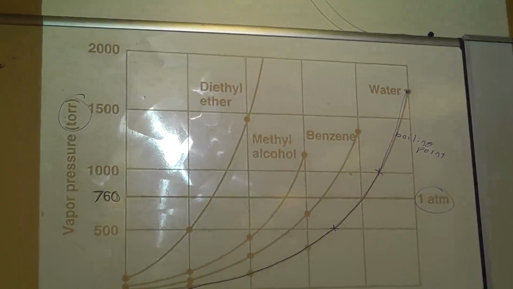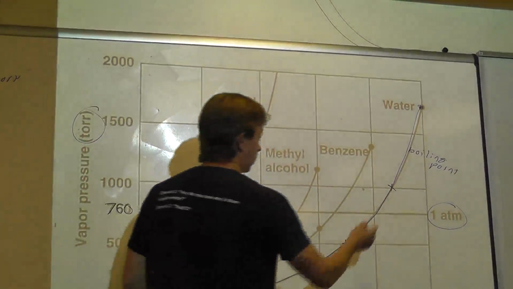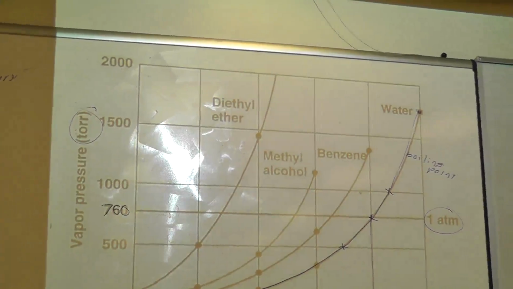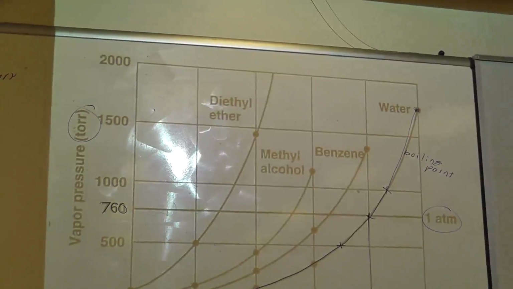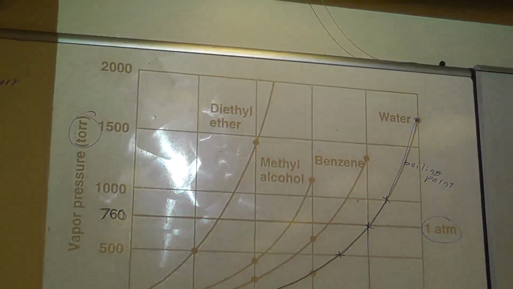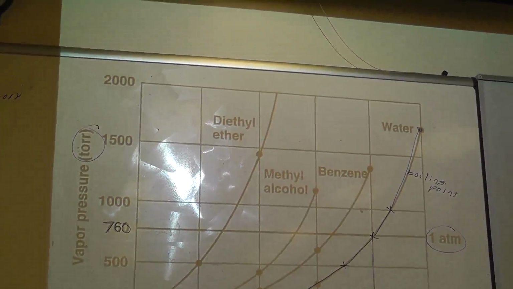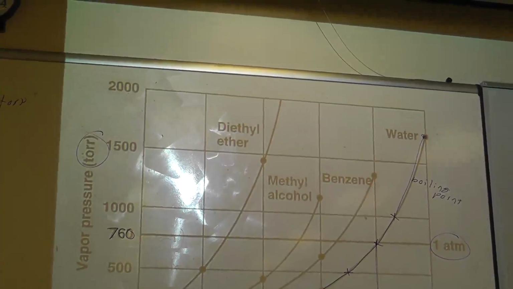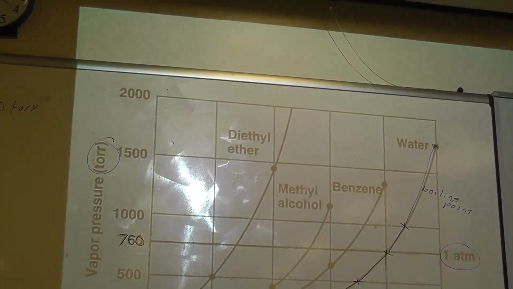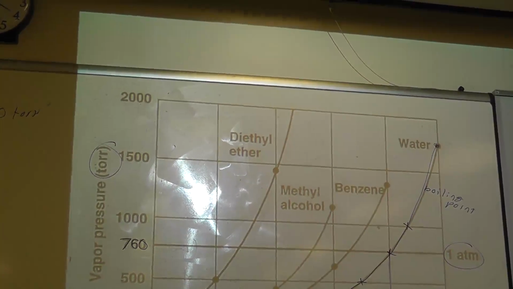But normally you're not at 500 or 1,000 torr. Normally you're at 760 torr, so normally water is going to boil at, ta-da, 100 degrees Celsius. The normal boiling point of water is 100 degrees because normally you're operating at 1 atmosphere. But as far as actual boiling point, that's a variable. That's a function of the pressure.